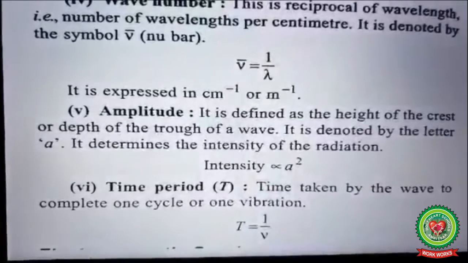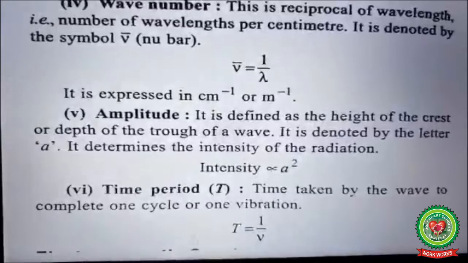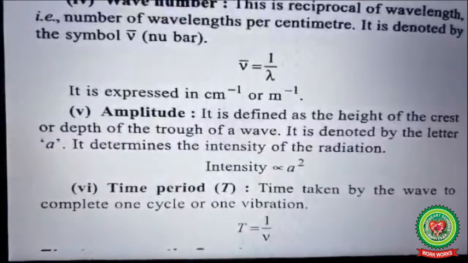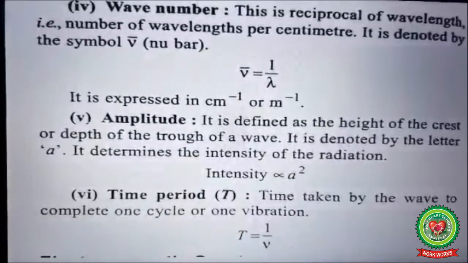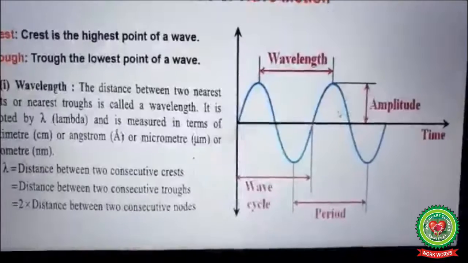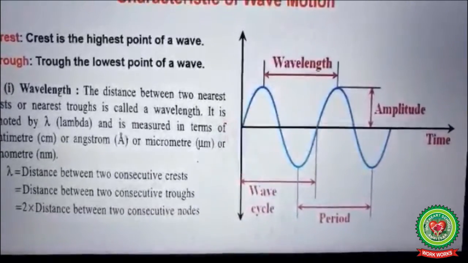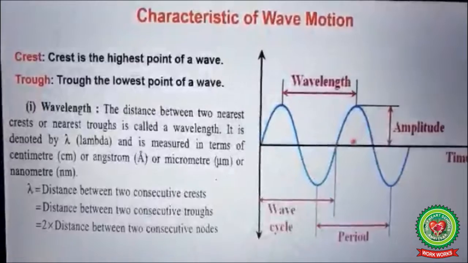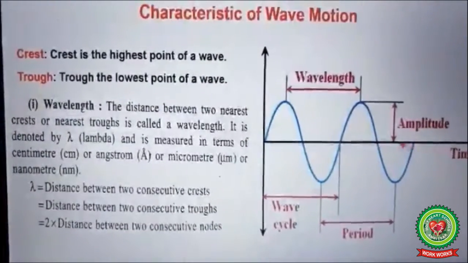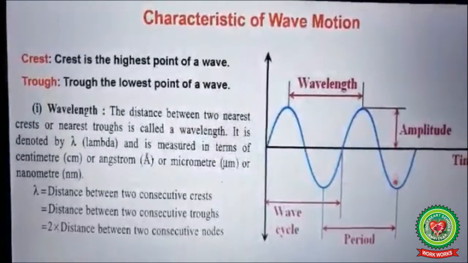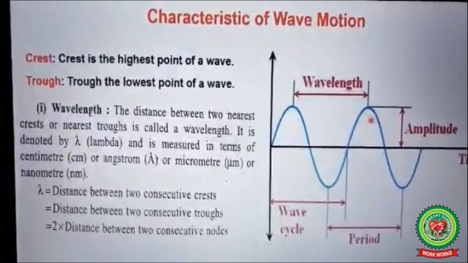The next one is amplitude. It is defined as the height of the crest or the depth of the trough of a wave. It is denoted by the letter A, and it is used for the determination of the intensity of the radiation, how intense the radiation is. You can have a look at this diagram. Amplitude is basically this particular position. From the mean position, what is the height of the crest? That is known as amplitude, or we can say what is the depth of the trough. So the height which is there is known as the amplitude of a wave.